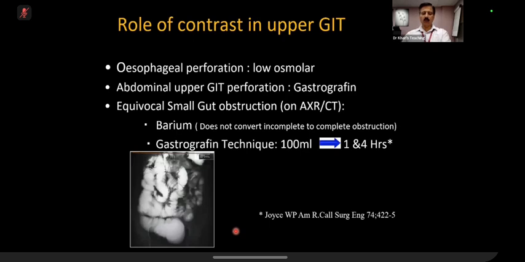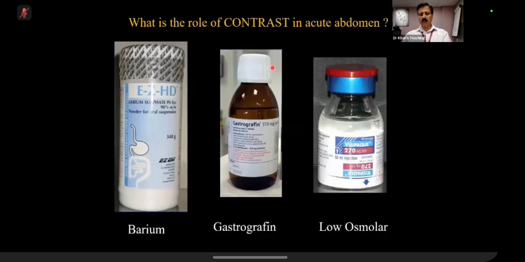Though it is not as dangerous as gastrografin. So the point to remember is that with gastrografin, if it goes into the mediastinum, there is an esophageal rupture, no issues. But if it goes into the lung, that is a problem, because you will produce pulmonary edema. So the best thing is to use a low osmolar contrast agent.